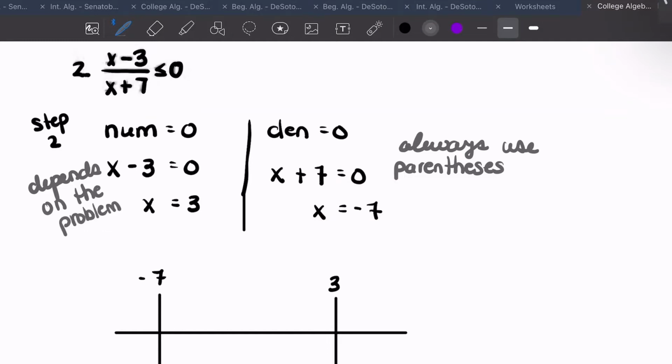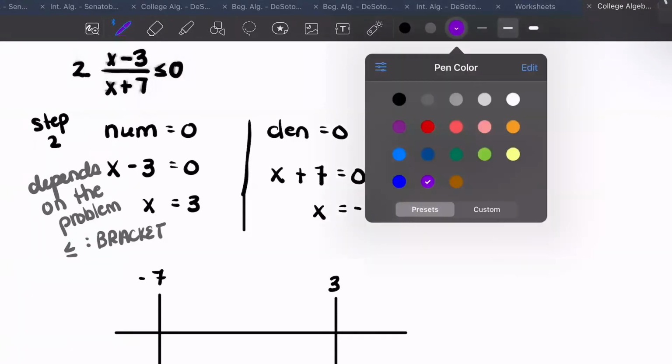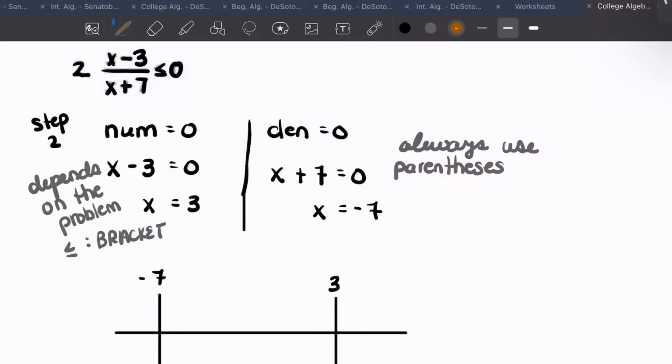Okay, we have a less than or equal to sign. That tells us bracket because it's equal to. So wherever we use a 3, we will use a bracket. All right, so this interval would be negative infinity to negative 7, and we're going to use parentheses. This one will be negative 7 to 3, and we'll use a bracket on 3, and then 3 to infinity. Okay.